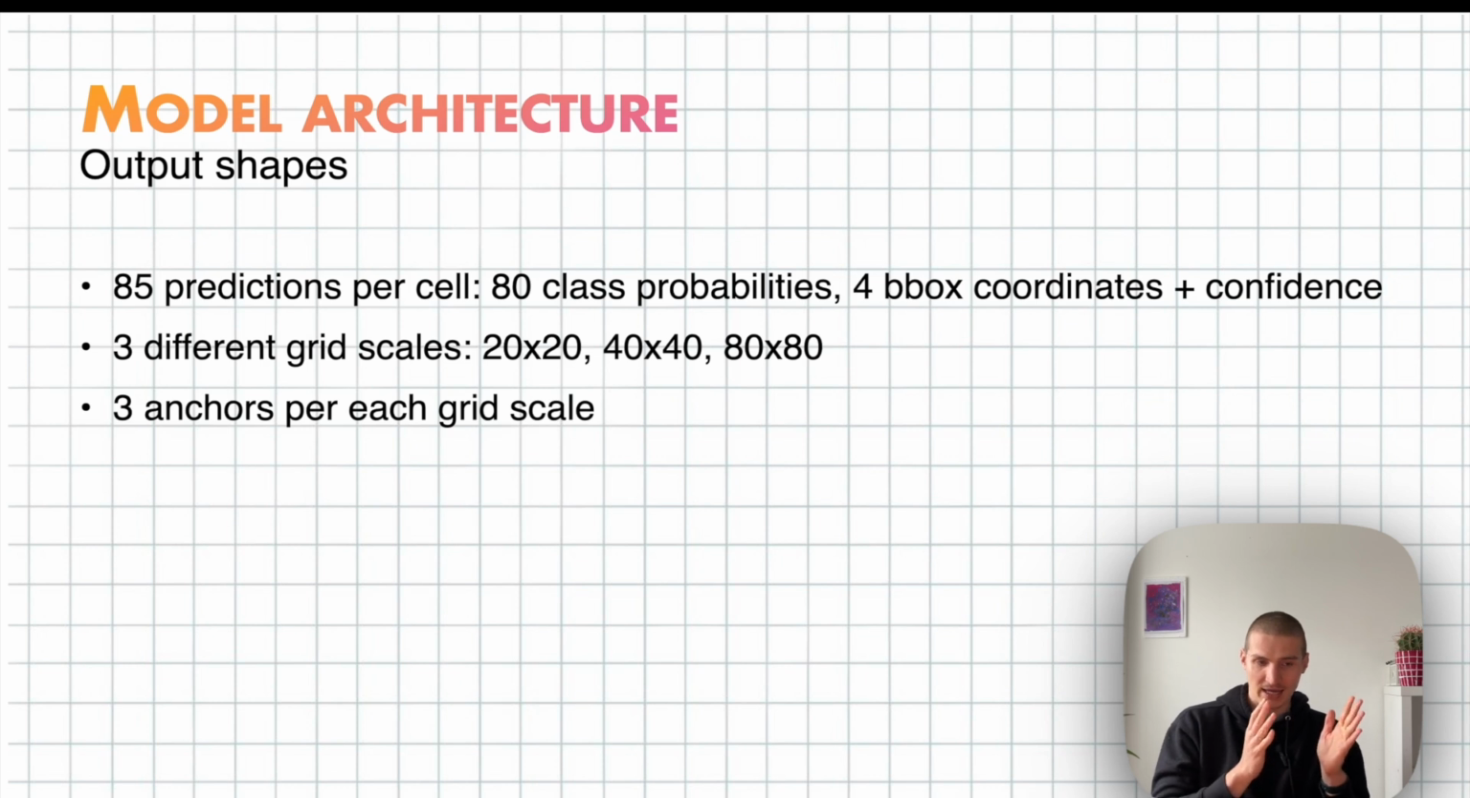Then the model has 3 different grid scales. So the same picture is being superimposed with the grid of 20 by 20, then 40 by 40, and then 80 by 80. And then for each of the grid scales, for each of the grid cells, we get 3 anchors. And all of that is going to be just output by the model.